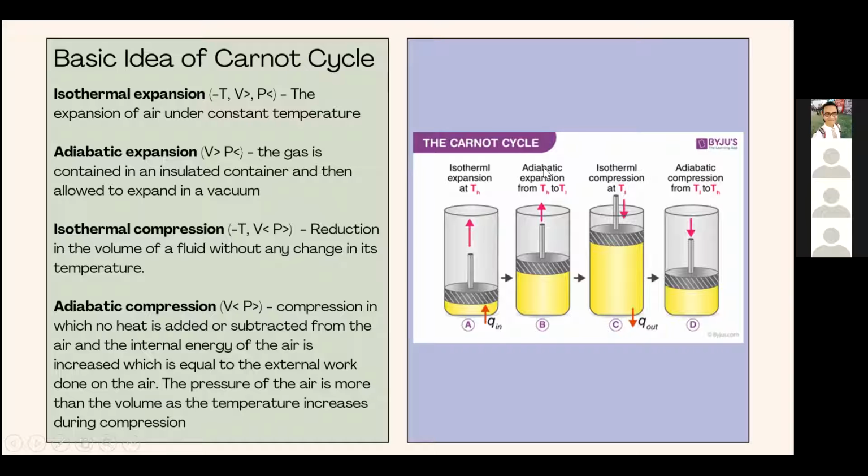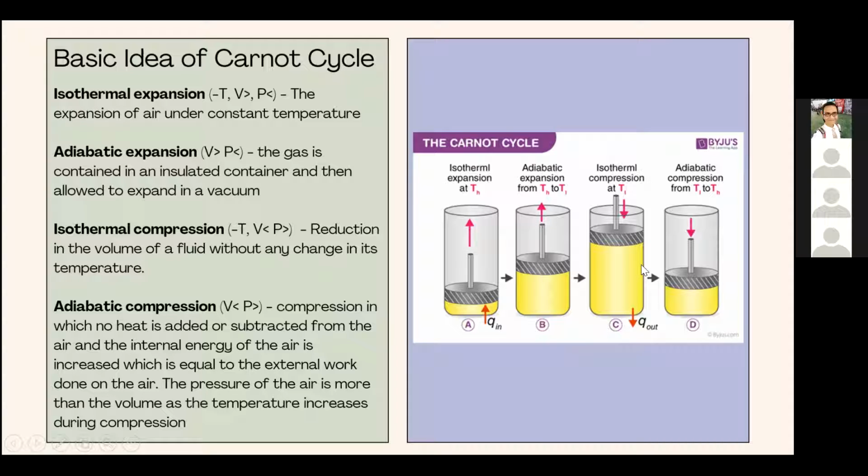And then it goes into an adiabatic expansion where the volume increases and the pressure decreases. The gas is contained in an insulated container and then allowed to expand in vacuum. So the gas here is expanding. After that, it goes into isothermal compression where the volume is reduced and the pressure increases. So that is a reduction in the volume of a fluid without any change in its temperature.